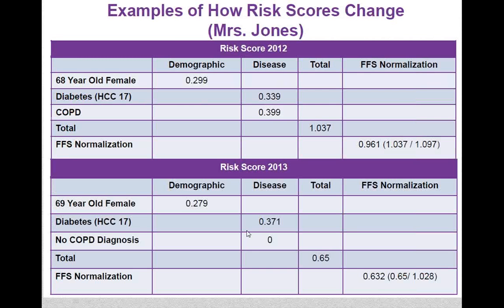Just a quick example on how these risk scores change. This is Mrs. Jones, 68-year-old female, gets her demographic score, her diabetes and COPD, then it's normalized against the nation to a 0.961. 2013, Medicare adjusts these demographics.